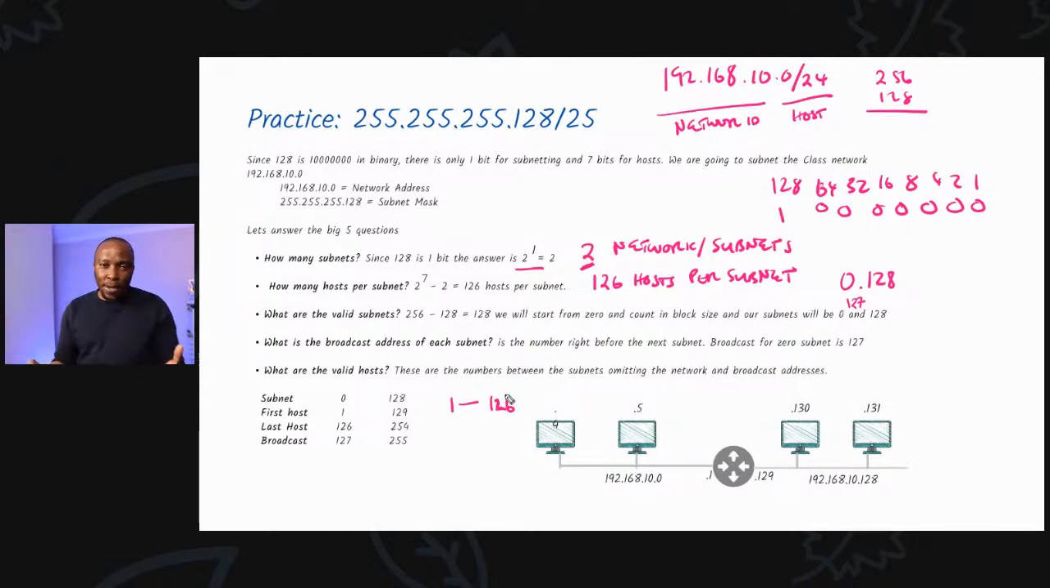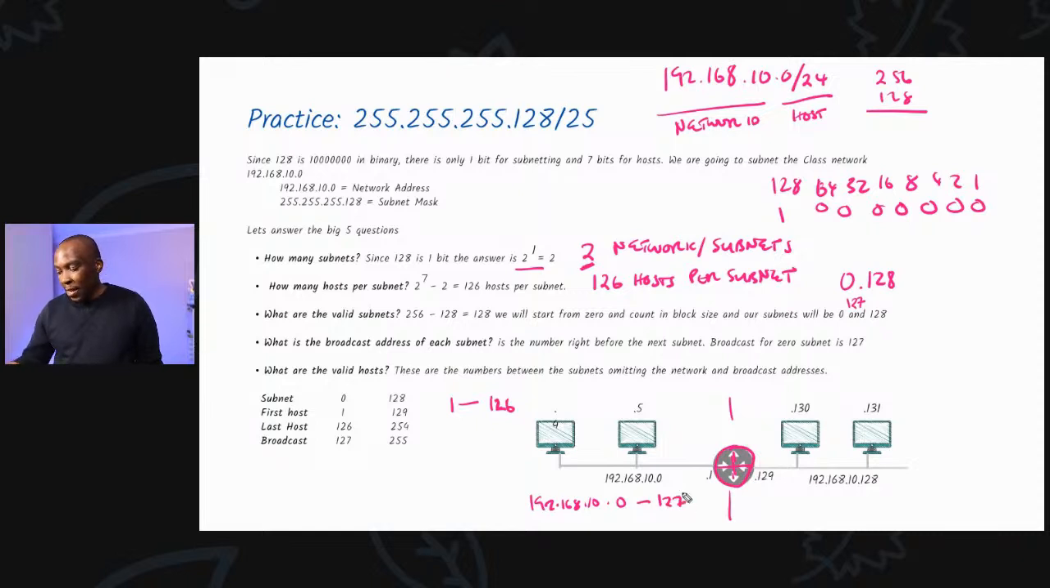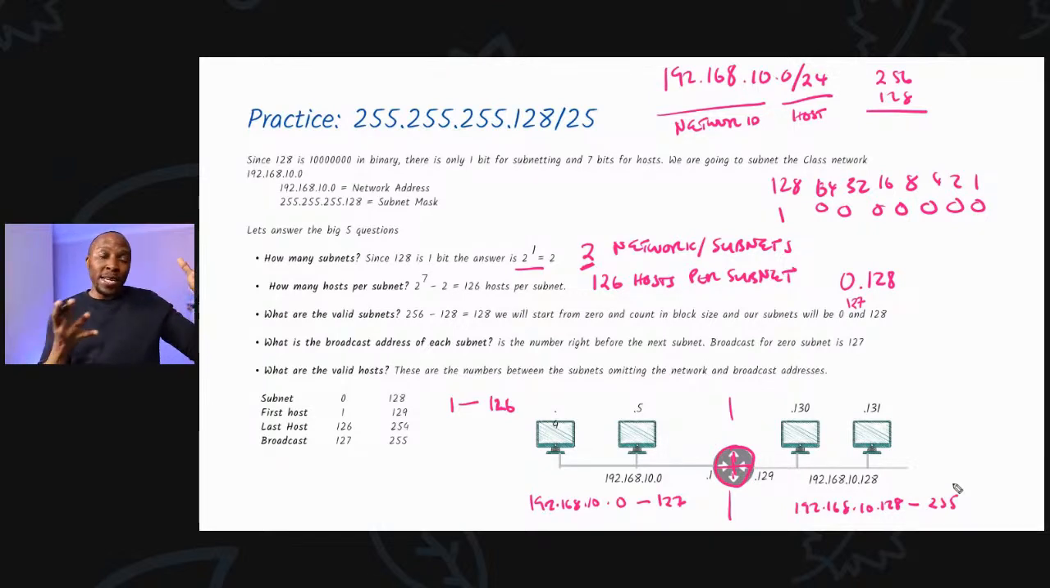So what does that mean? What that basically means is if we have a router sitting on our network, we can divide this network into 2 parts. The first part is going to be 192.168.10.0 all the way up to 127. And the second part is going to be 192.168.10.128 all the way up to 255. So that's how we then create 2 networks, each with 126 hosts per network.